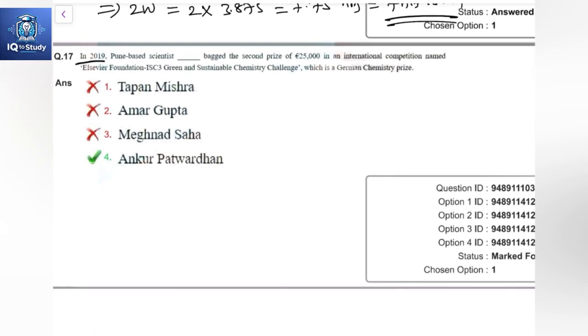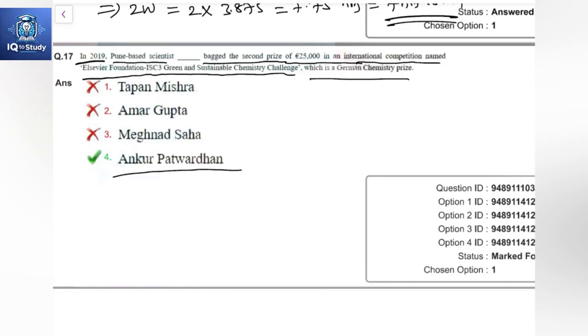In 2019, Pune-based scientist Ankur Patwardhan bagged the second prize of 25,000 euros in an international competition named Elsevier Foundation ISC3 Green and Sustainable Chemistry Challenge, which is a German chemistry prize. His project is about the relationship between chemistry and ecosystem.